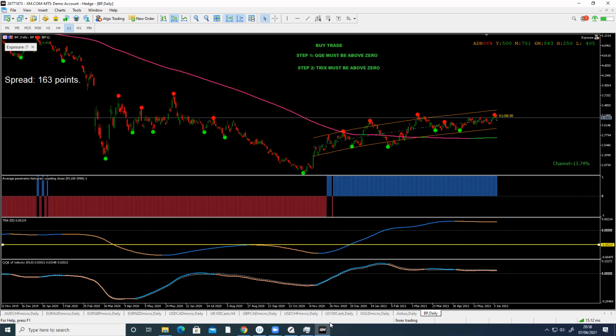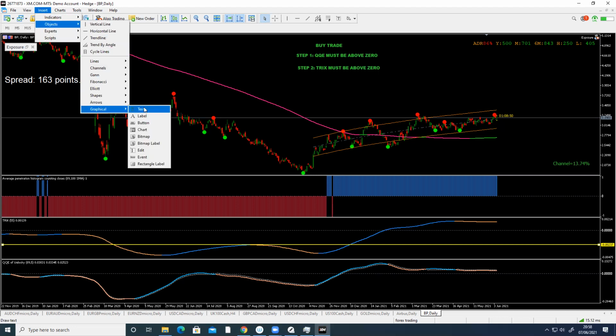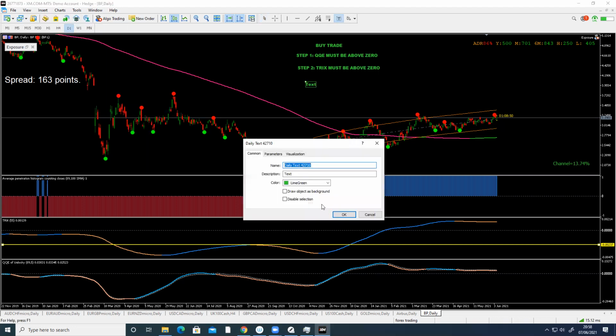So this is what we're going to do now. Step 3. What we want to see is that the candles must close above this line here. We call it the average median line.